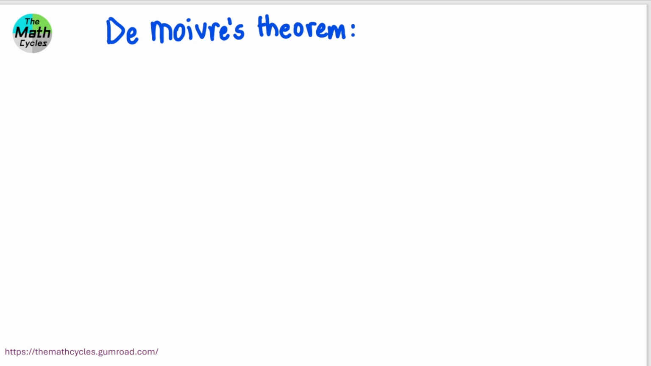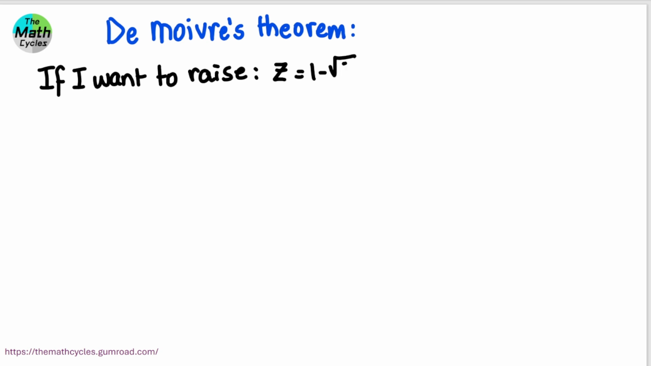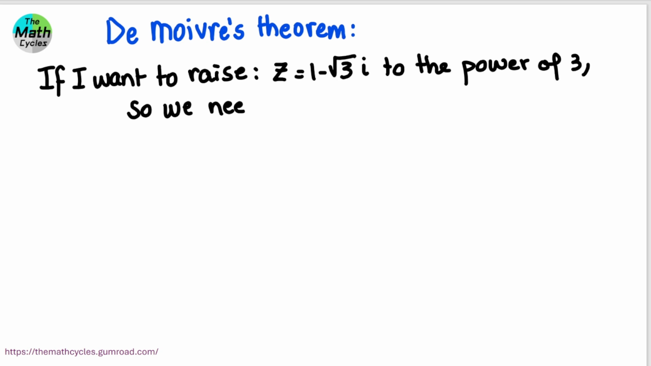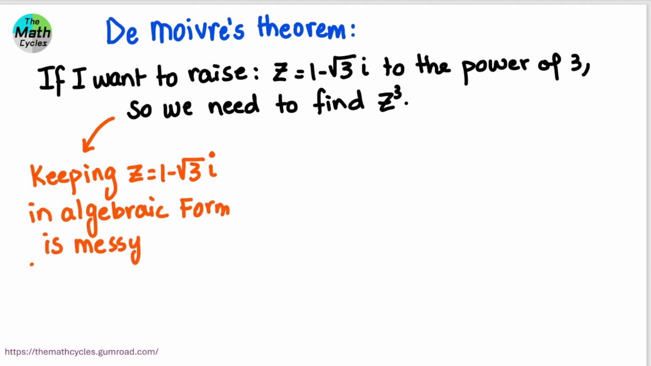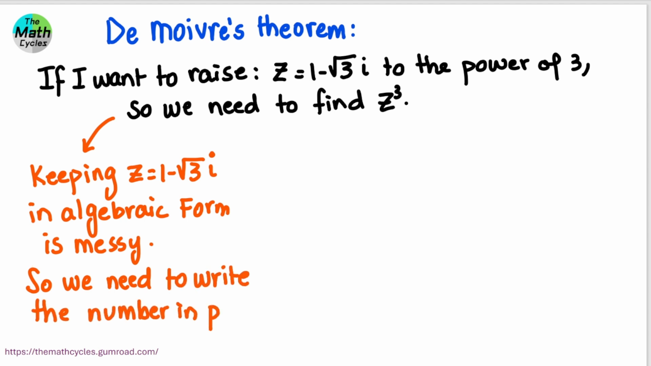Let's introduce De Moivre's theorem. If I want to raise z equals 1 minus radical 3i to the power of 3, so I need to find z cubed. Keeping z equals 1 minus radical 3i in algebraic form is messy. So we need to write the number in polar form.